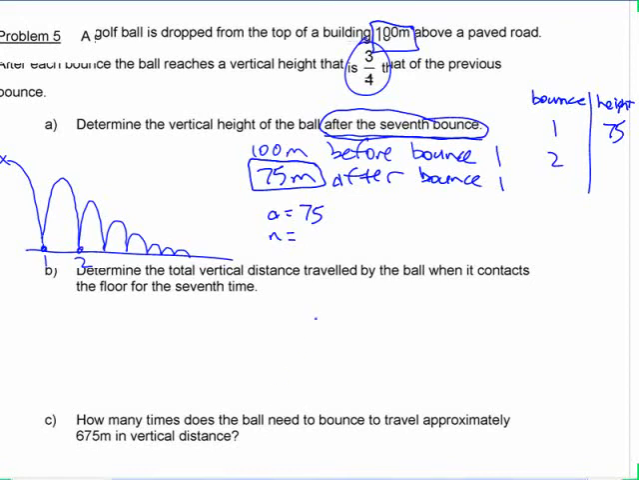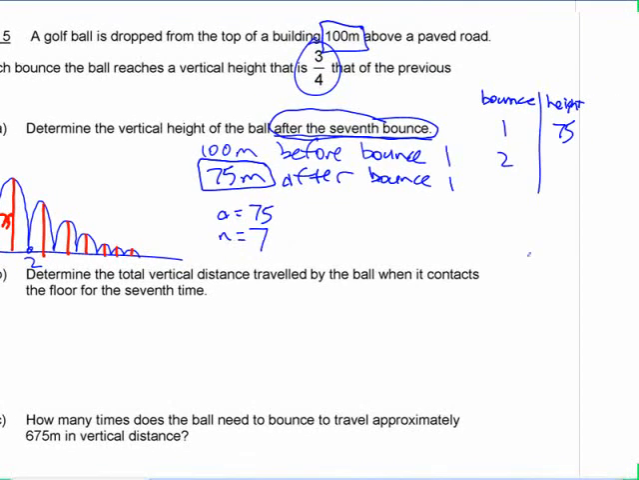If I want the vertical height of the ball after the 7th bounce, so this is my first term here, it's 75. Here's my second term, 3rd, 4th, 5th, 6th, 7th. I want that one, right? What n do I use here? 7, right?